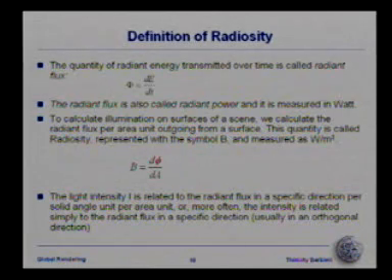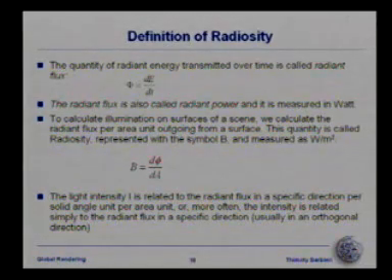You have something which is called the radiant flux. What is the radiant flux? It is the rate at which energy is flowing in or out, well, it depends on the sign of the flux, over the unit of time. This is the radiant flux. The radiant flux is also called radiant power and is measured in watts.